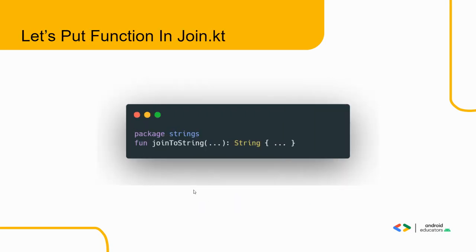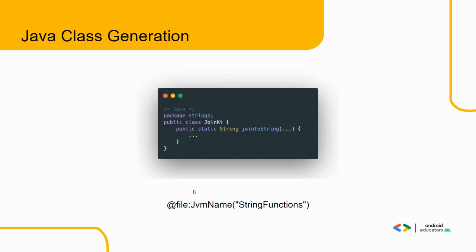I want you to understand how this is done in Kotlin, and if you are still using Java, how you are able to call these Kotlin functions, and how you can update the name of the file as well.